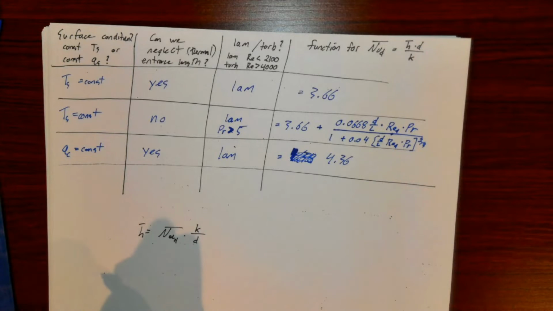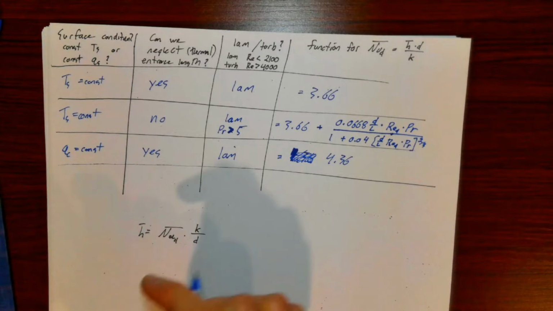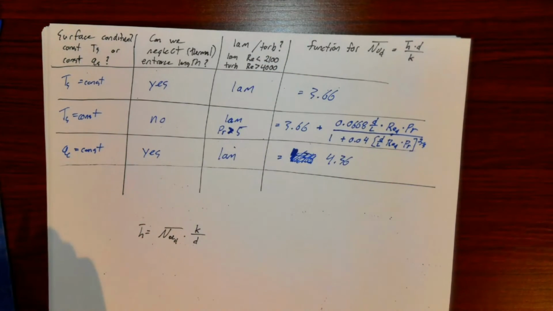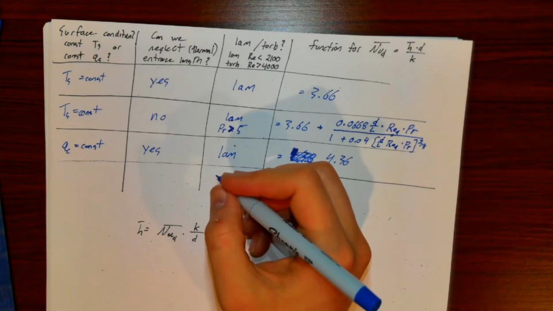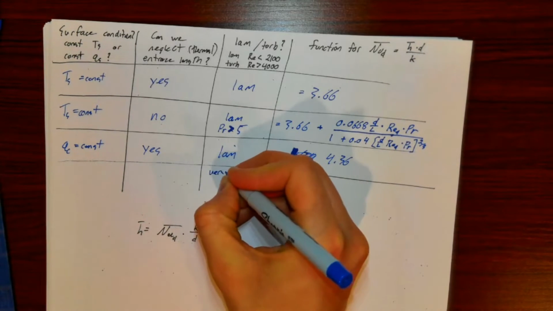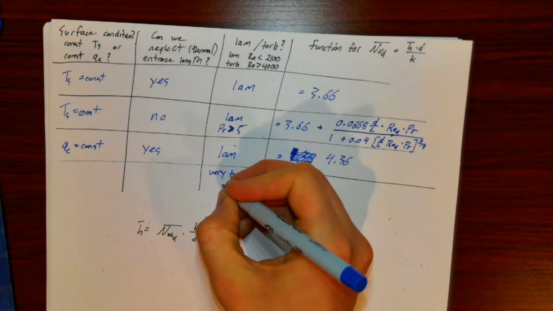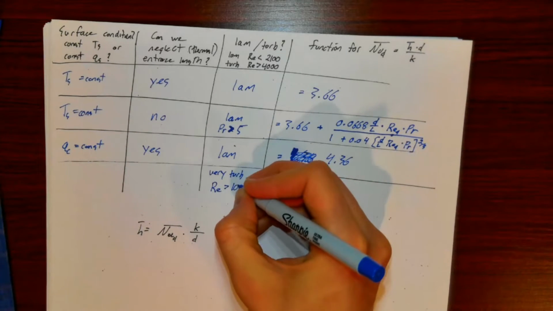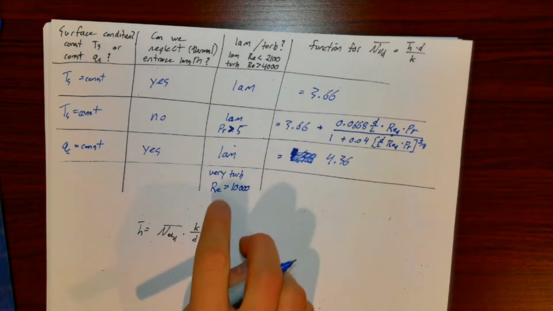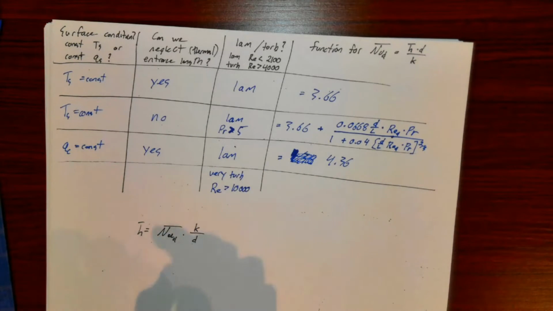Now you might be saying, hey, wait a second, Professor Lannon, you've sure talked about all of these cases for laminar flow. Is there going to be one where there's turbulent flow? And in this case, yes, there is one, but it only really works if the flow is very turbulent. For example, if the Reynolds number is greater than 10,000. So if the Reynolds number is greater than 10,000, this works.